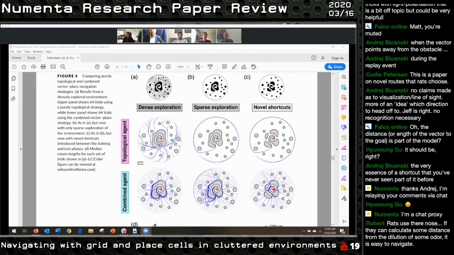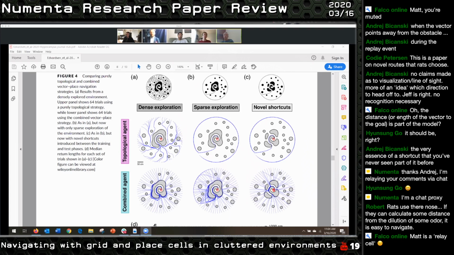Here you see under the topological agent, if the environment is fully explored, then the animal is able to move pretty quickly right towards the goal. In the sparse model here, the animal can only retrace its steps completely. So if it's here, it has to go all the way around again, all the way back, and then back into the thing. So that's not very efficient. And also, it doesn't take advantage of novel shortcuts because there's no way of discovering them. It's just going to take its path back.